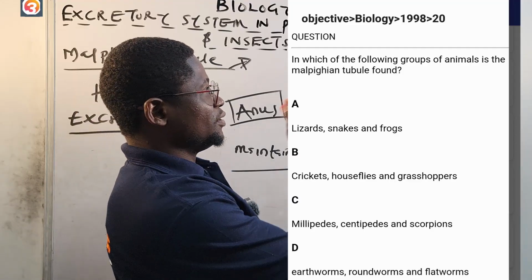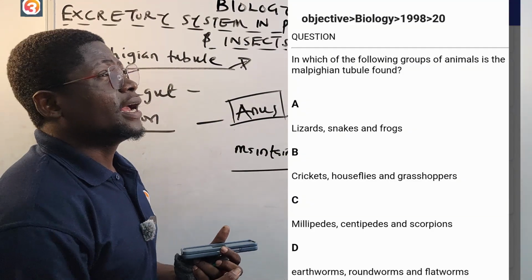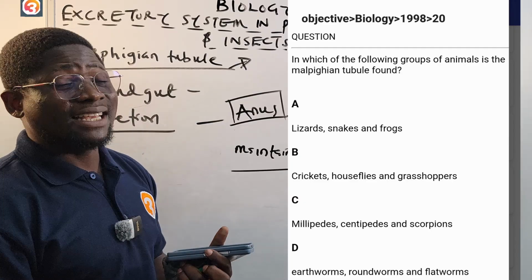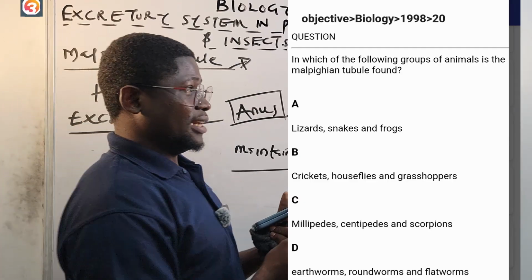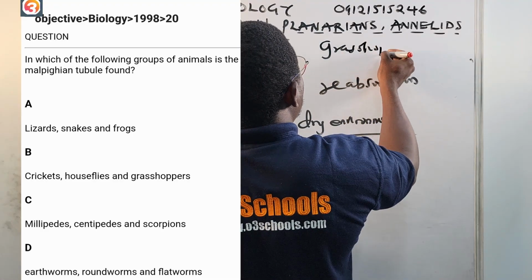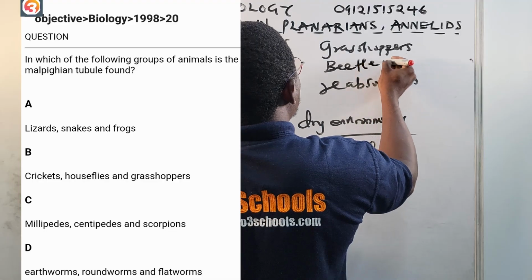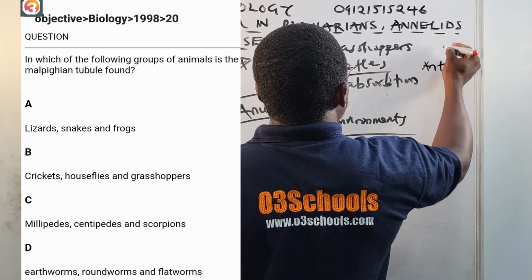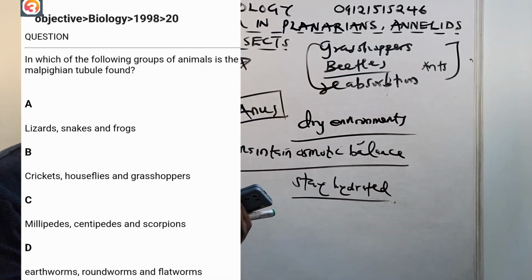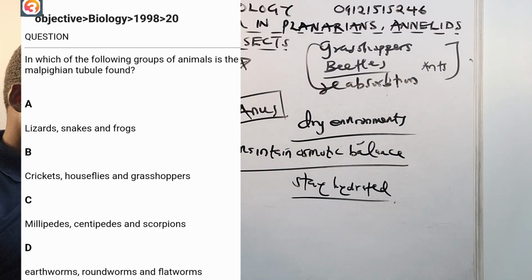And please take note that this system is much used by insects that live on the land, like grasshoppers, beetles, and even ants. It is very useful to them. Crickets, houseflies, and grasshoppers are insects, so the correct answer is option B.